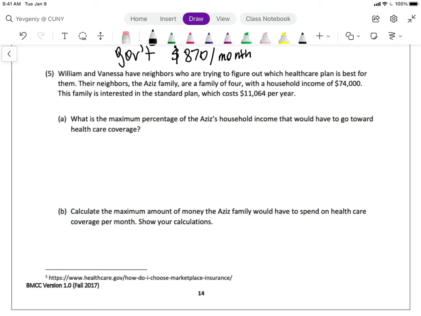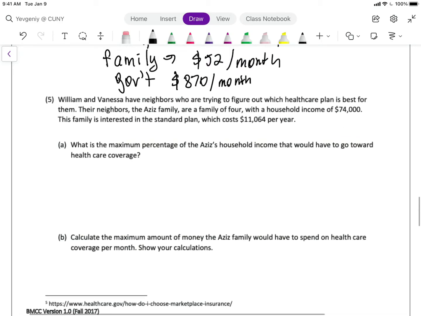William and Vanessa have neighbors who are trying to figure out which healthcare plan is best for them. Their neighbors, also a family of four, have an income of $74,000, and they are also interested in a standard plan which costs the same amount because it's in the same area. Let's figure out how much they would have to contribute.